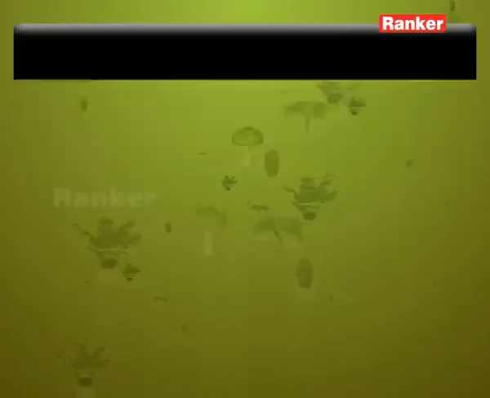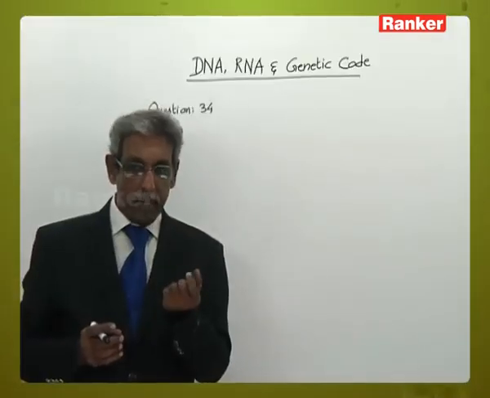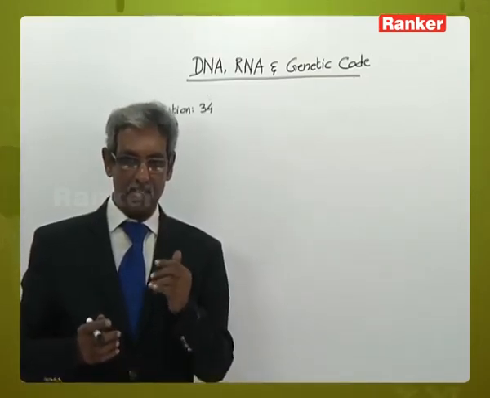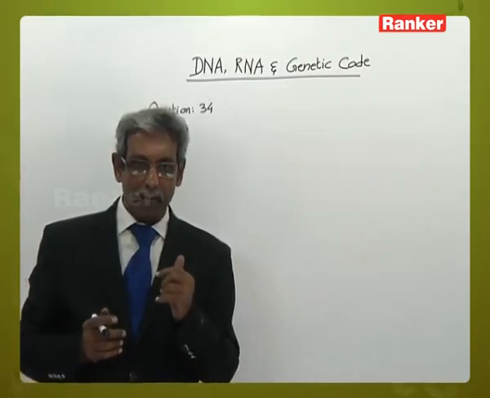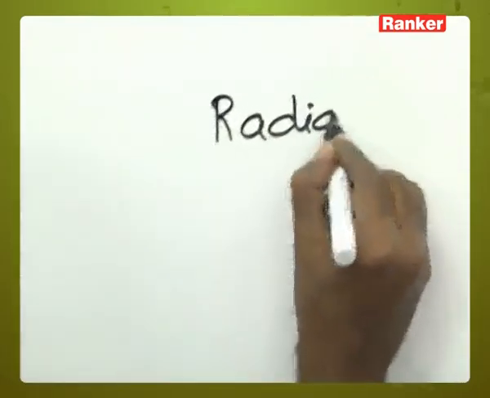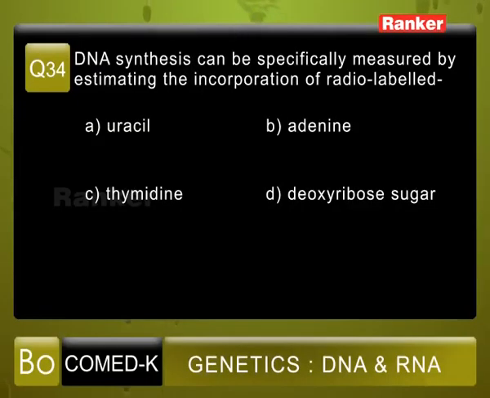It asks, DNA synthesis can be specifically measured by estimating the incorporation of radiolabeled uracil, adenine, thymine or deoxyribose sugar. When you are talking in terms of quantitative analysis of DNA nitrogen bases, it is primarily due to radioactive adenine. Hence the answer is B.